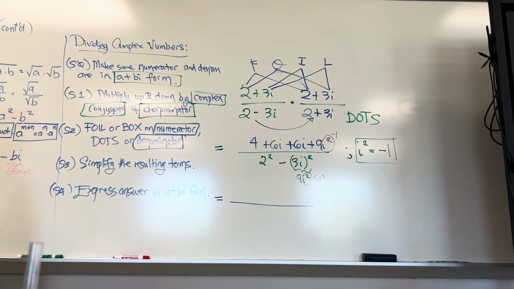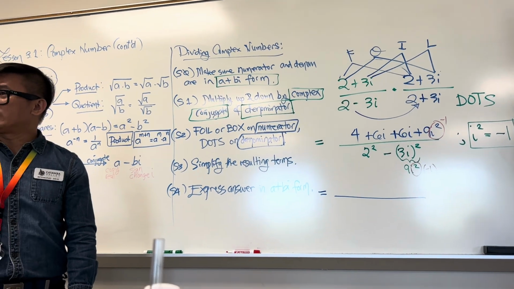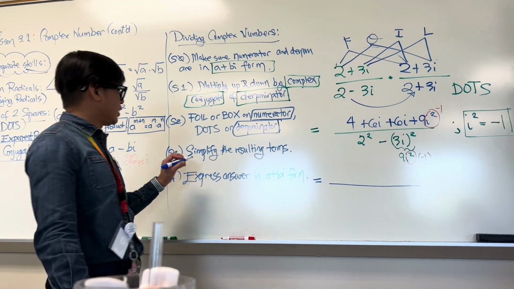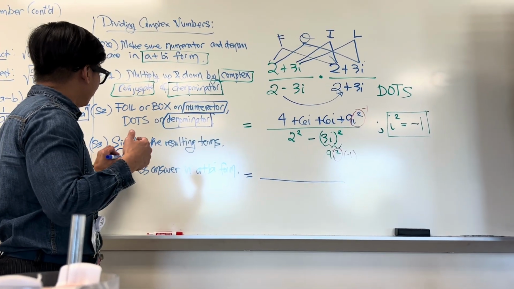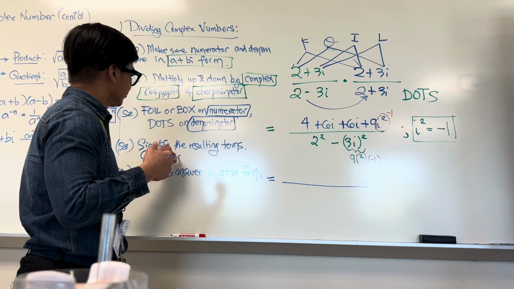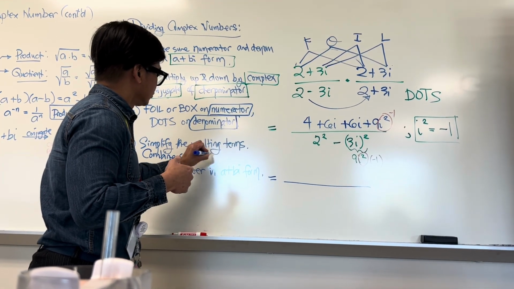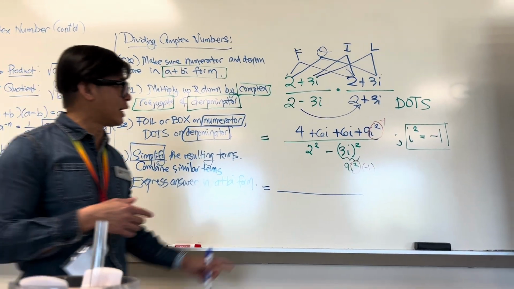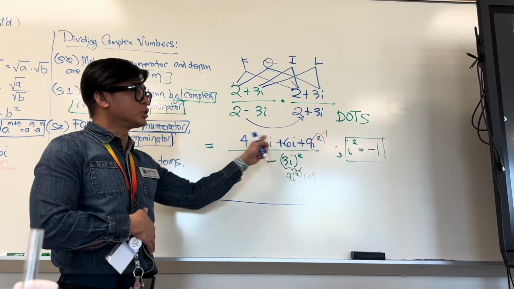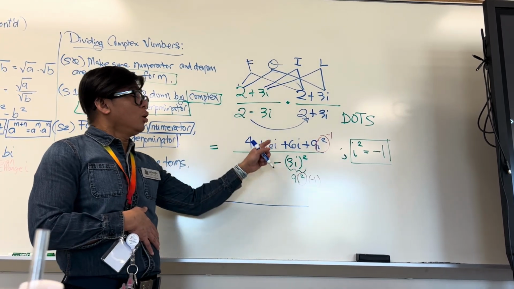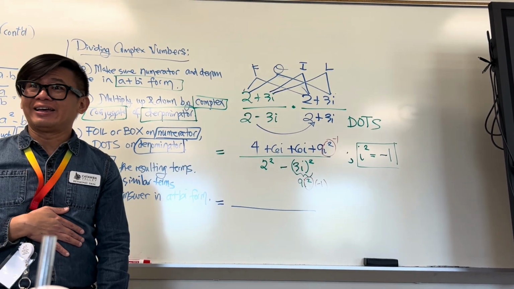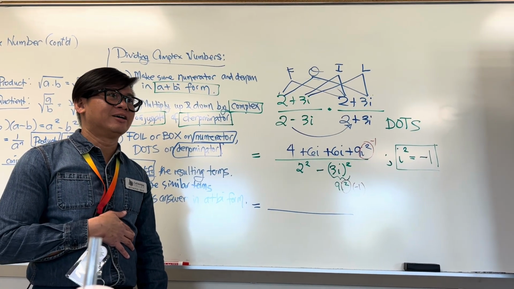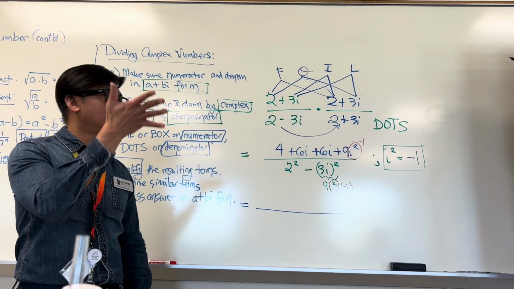Let's read our step number 3. Christian. Simplify the resulting terms. When you say simplify the resulting terms, we need to combine similar terms as well, right? So for example, on top, what are the similar terms in there? And how do we combine them? Anyone? You see it from here, Logan?